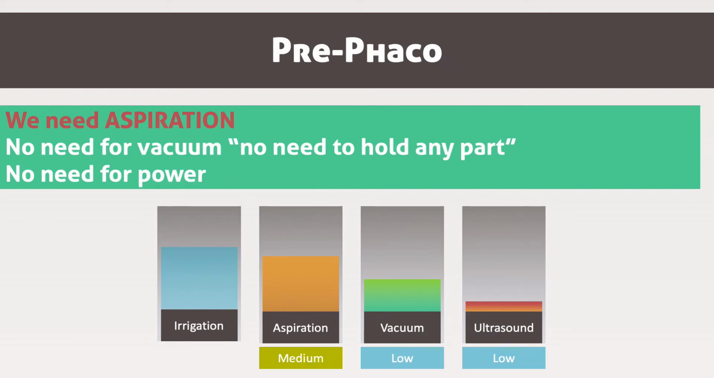Irrigation should be more than aspiration in order to have a stable and formed chamber. We need only a low level of vacuum because our aim is not to hold the nucleus. We want only to remove the OVD, epinucleus, and cortex. Do we need power? Very minimal, because we are not dealing with dense nucleus. We are dealing only with soft OVD, epinucleus, and cortex.